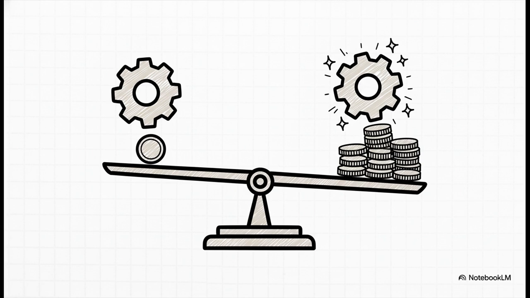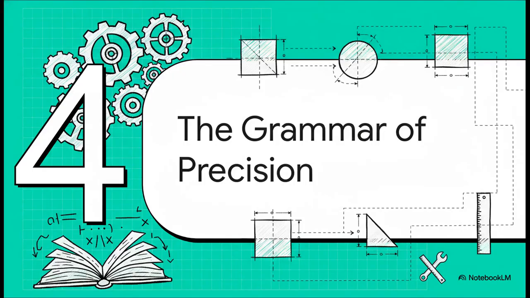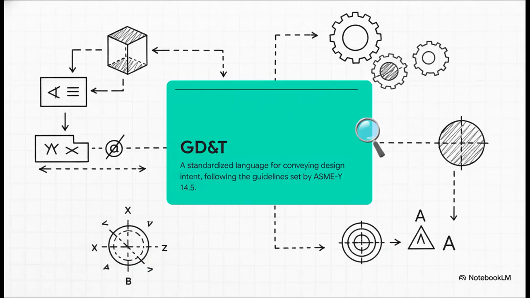So, with all these ways to mess things up, how do engineers make sure they're communicating perfectly? Well, they use a formal set of rules, a kind of universal grammar for this whole language of design. It's called geometric dimensioning and tolerancing, or GD&T for short. It's a standardized system packed with symbols and rules that's designed to get rid of all that ambiguity. It's not just about size and location anymore, it's about communicating the intent behind the design, the why.